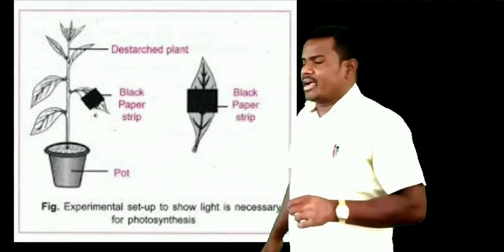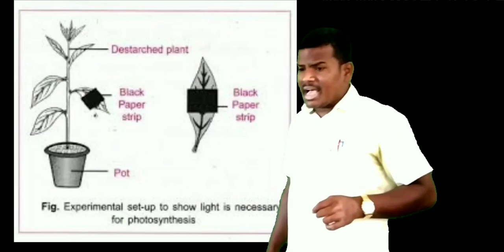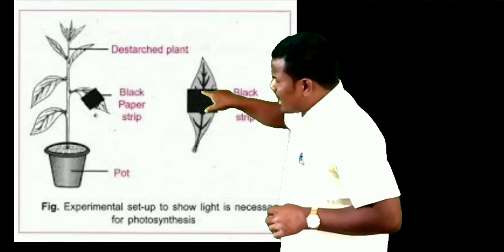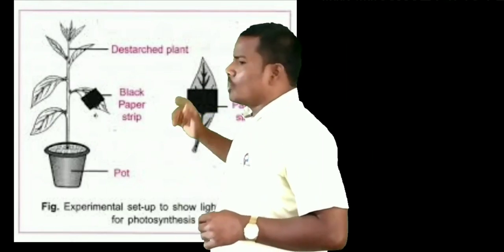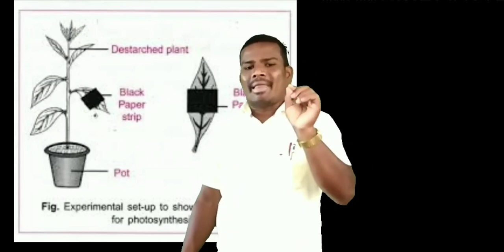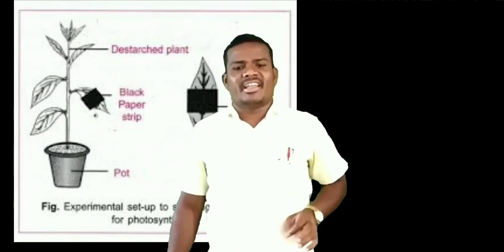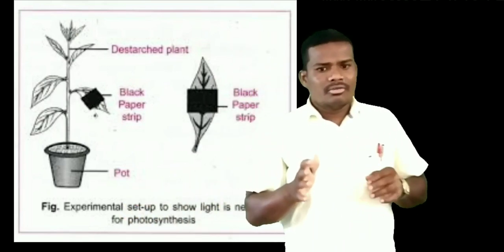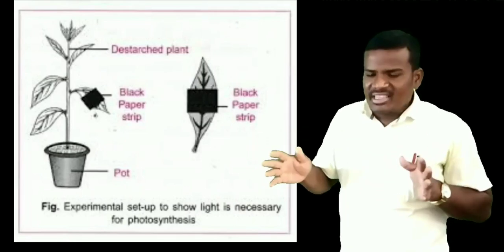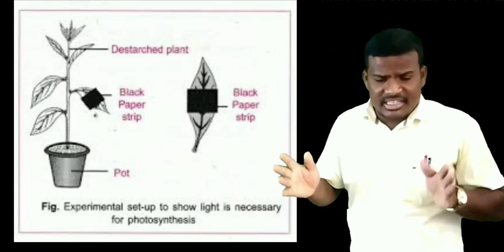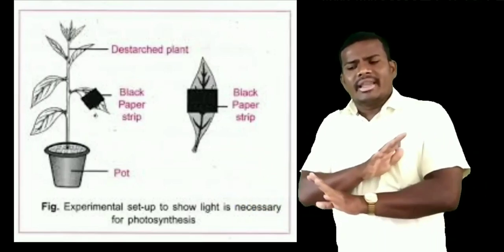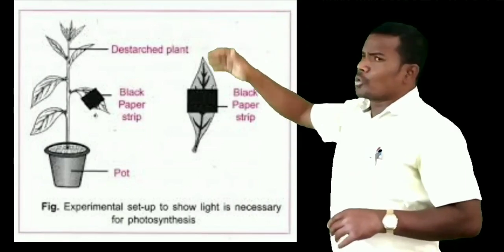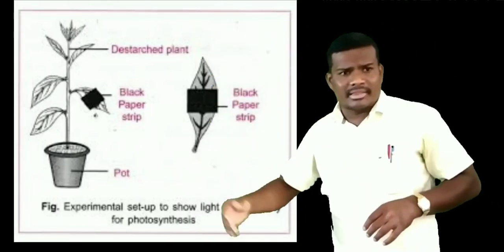What will happen in the observation? The portion that was uncovered turns blue-black, while the covered portion does not turn blue-black, meaning there is no starch. Why? Because the black paper does not allow light energy into it. So we proved that sunlight is a necessary factor for photosynthesis. Due to the absence of sunlight, there is no photosynthesis in plants. According to the equation of photosynthesis, we proved whether starch is there or not in the green leaves.